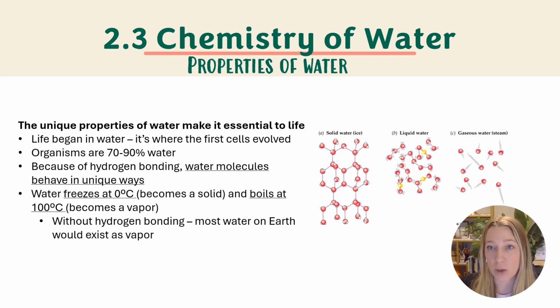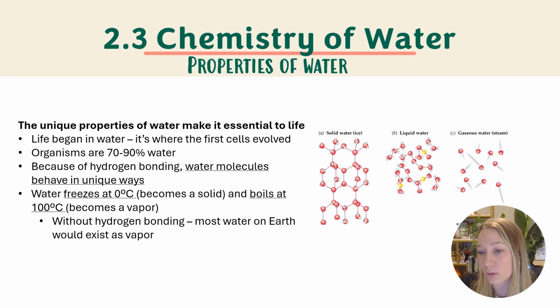Without hydrogen bonding, most water would exist as a gas at most temperatures on Earth, making life as we know it impossible. The solid to liquid and liquid to gas transitions require significant energy. So because these transitions require a lot of energy, they moderate temperature changes in the environment. This protects organisms.